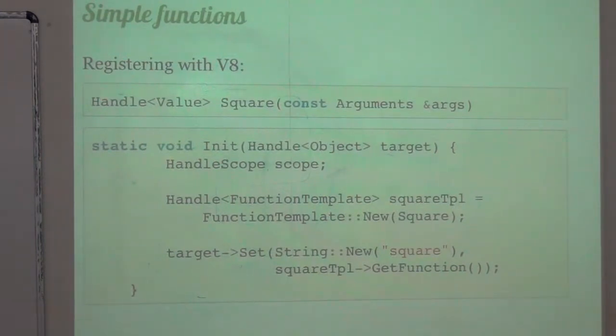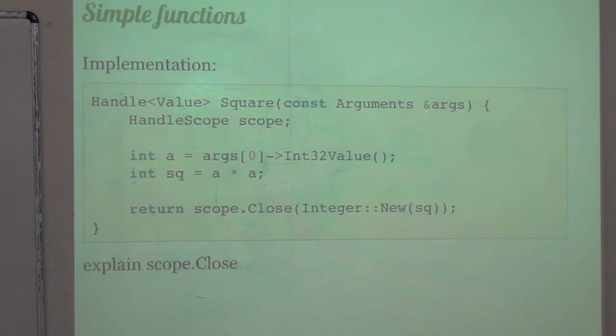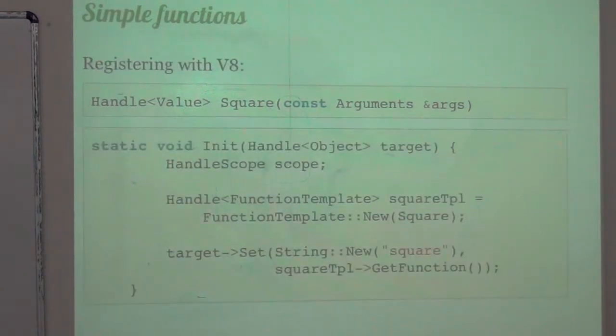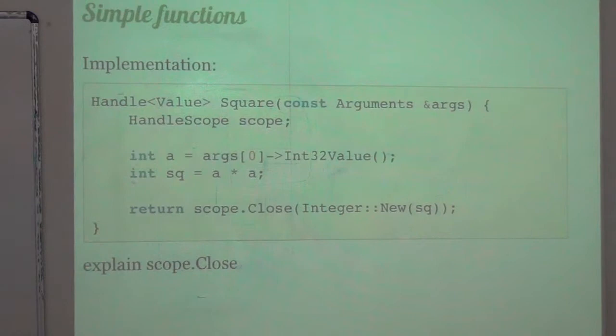Now I'll actually go and implement the function itself. So this is the function implementation. Just like I had a square, I'll go and implement it. So args is something like an array, okay? Just like you get named arguments in JavaScript, you can extract them by index in C++. So I'm taking the first argument, args[0], right here, and extracting the integer value from it. Then I square it. This is like normal C++. And then I do scope.close, Integer::New, square.